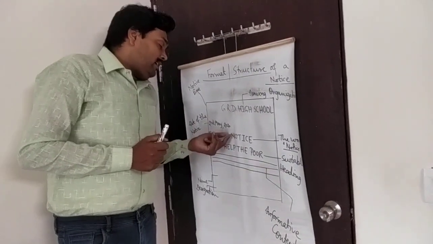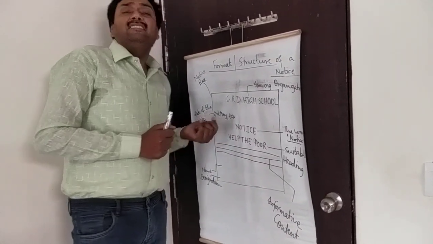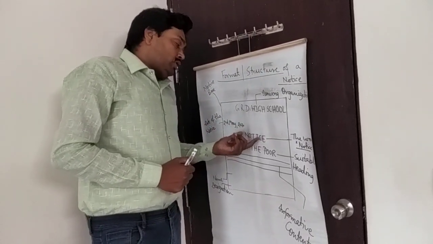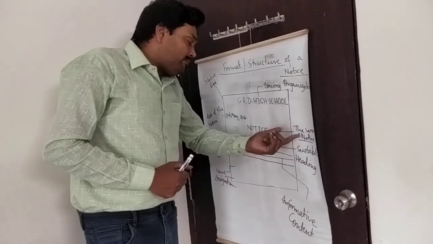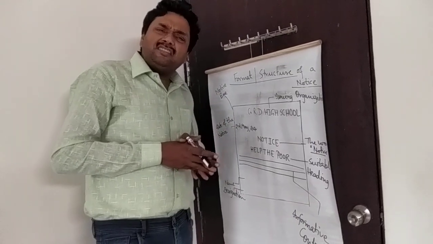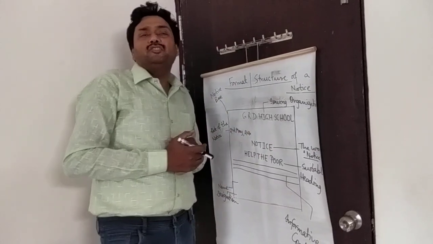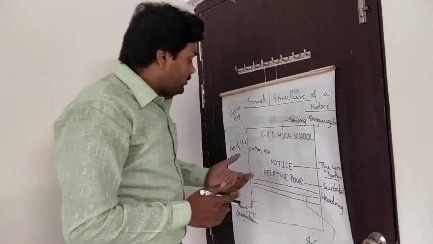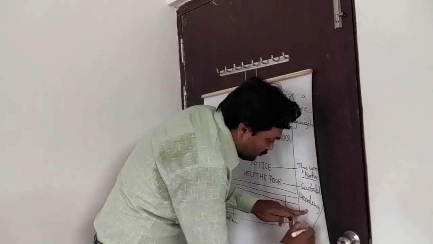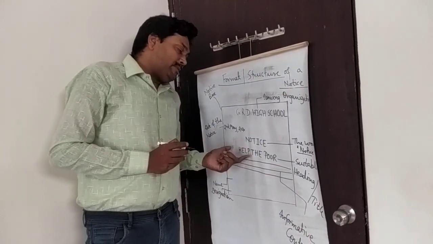It can also be written with N capital, and then O, T, I, C, E, and then underlined. It can also be in this way. But nowadays people write it like this. The word notice will come as the first title or heading. In many notices, you write only one heading, one title here, the word notice. But if it's important, you can put a suitable second heading also. You can have a second suitable heading or title, as I have written here, help the poor.